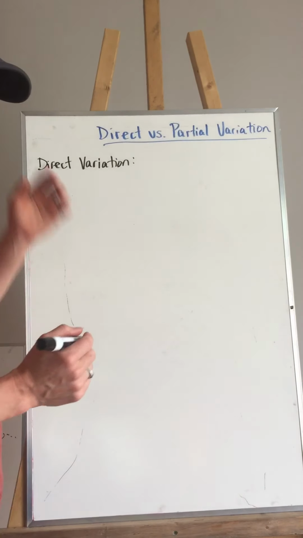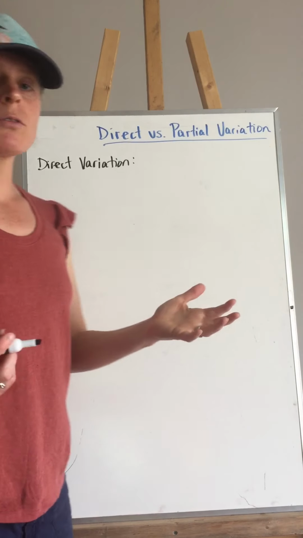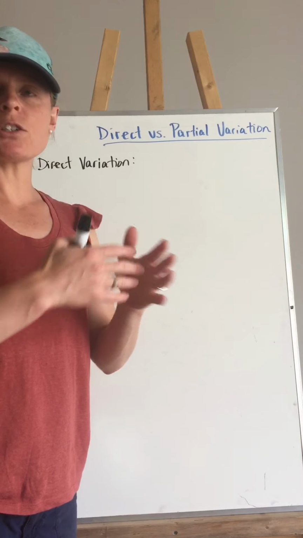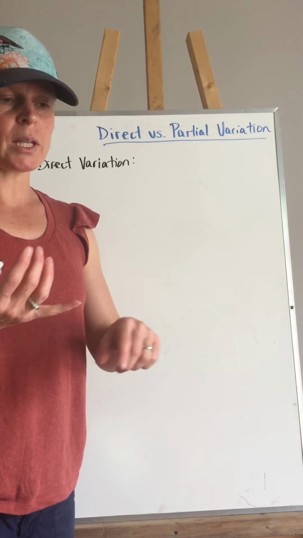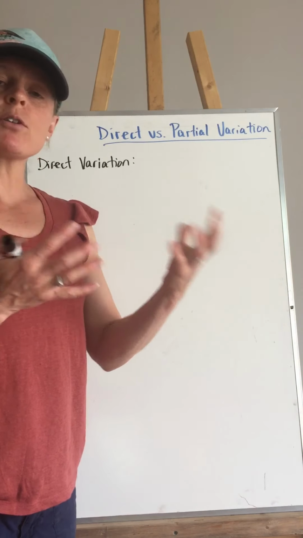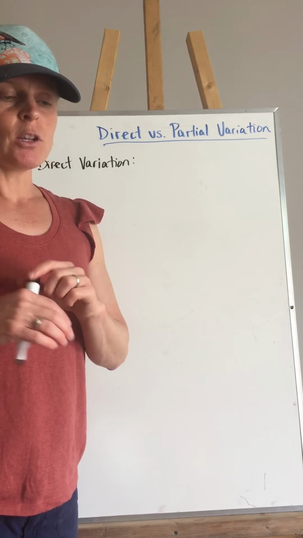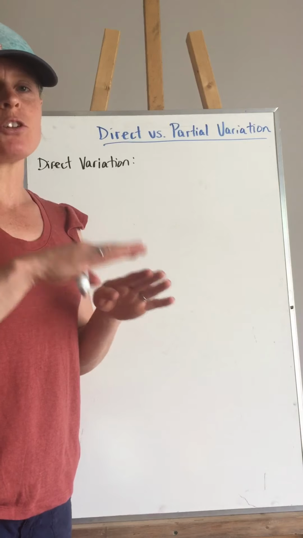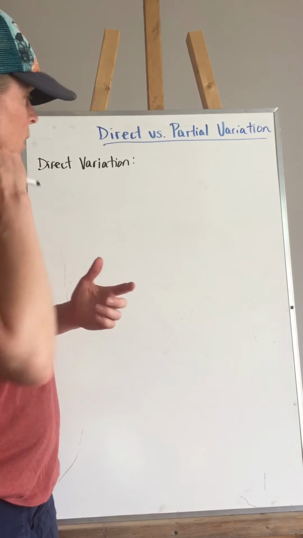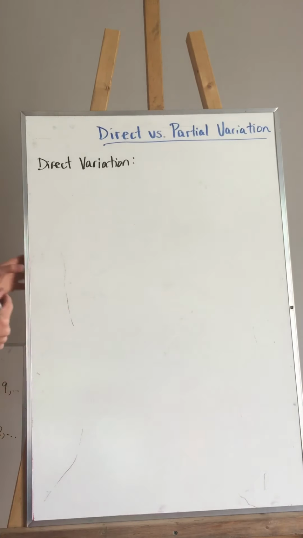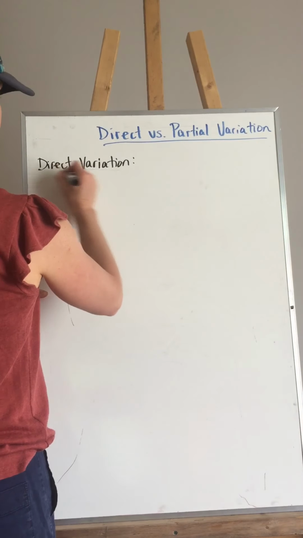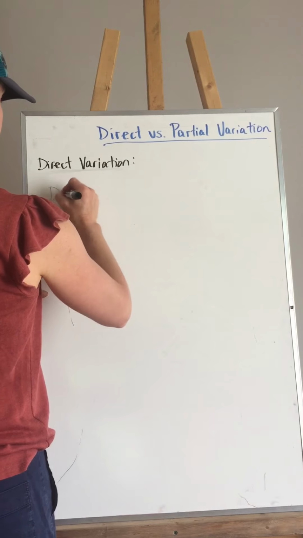So we're talking about direct and partial variation. So we're talking about linear relations, right? So linear relations is when your rate of change, like whatever's changing, whether it's your speed or whatever you're doing versus time, your rate of change is constant, okay? And when you have a constant rate of change, you get a straight line. So it's all about linear relations right now. Okay, so direct variation, just to give you a definition.